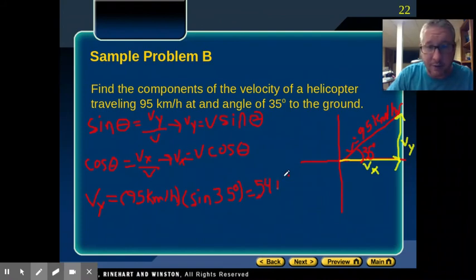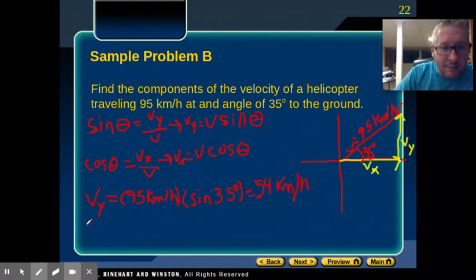Making sure my handwriting matches up with this gibberish. Kilometers per hour. Takes some concentration on here. Okay, so that's our y component. So pretty easy, our y component there.